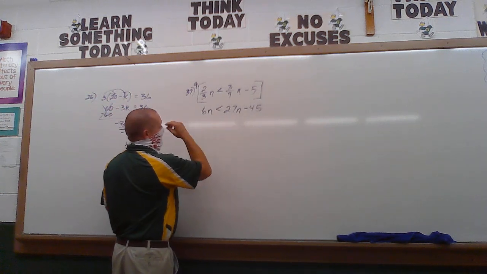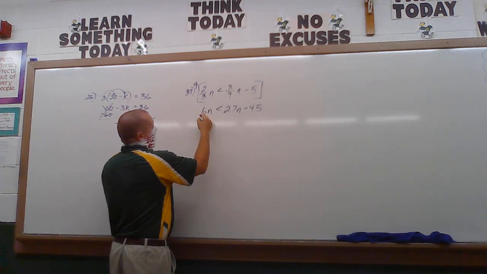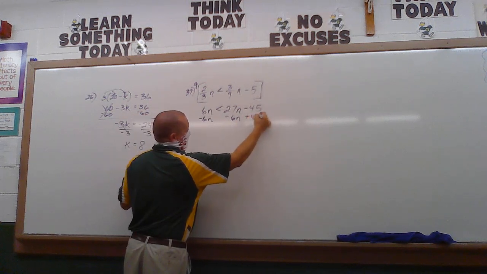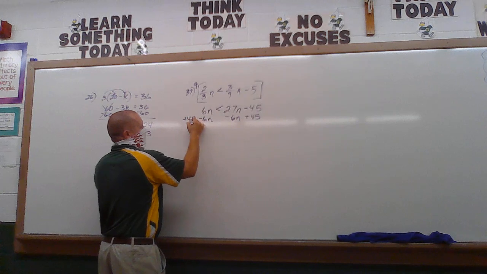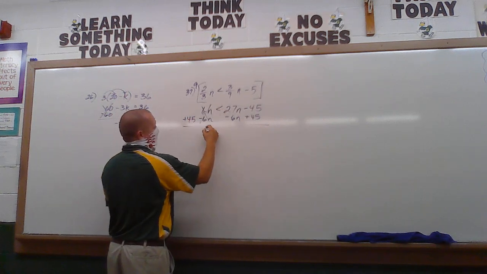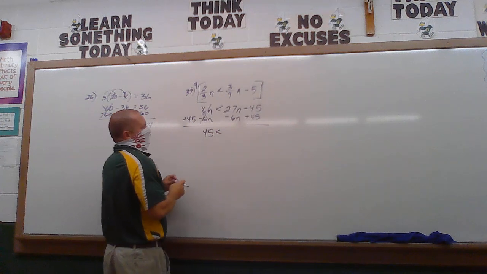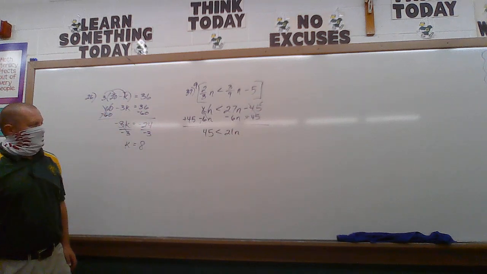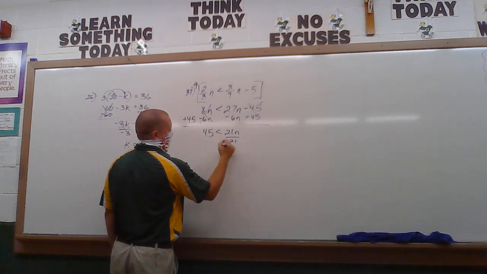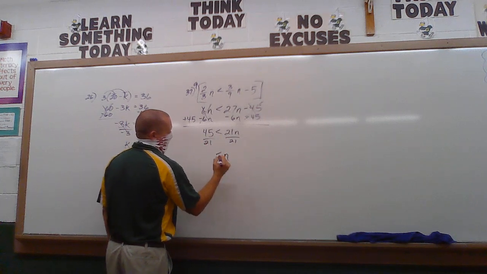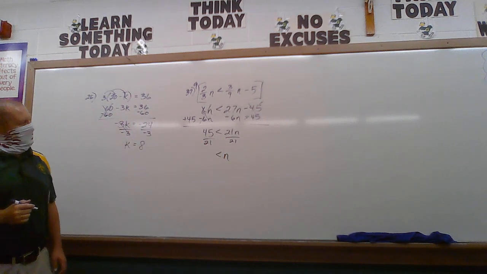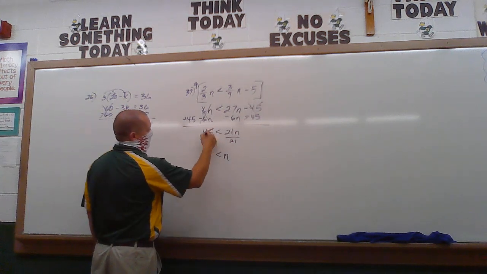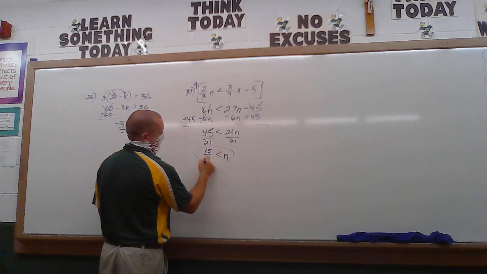So I'm going to bring my n's together. If we stick with what we said, I'm going to take the smaller one towards the bigger one. What's that mean? That means I have to move my number to the other side. My 6 n's cancel out. I have 45 is less than 27 minus 6. And my 45s cancel out. So then last but not least, I divide by 21. So n is greater than, can I reduce? 3?